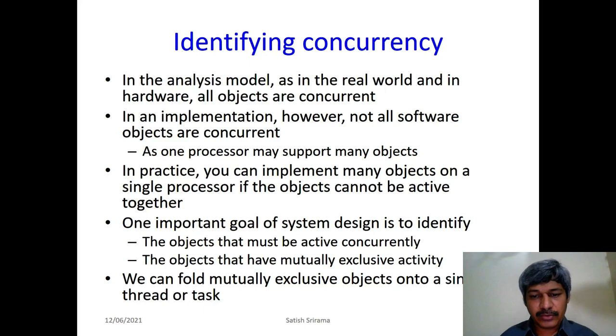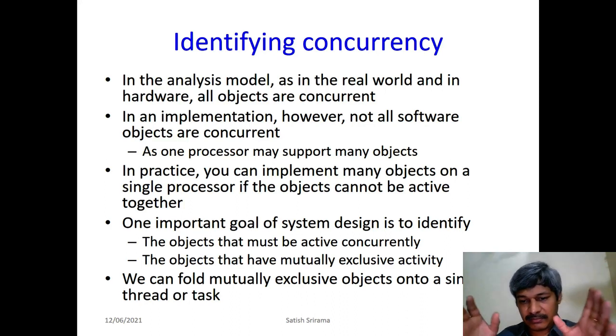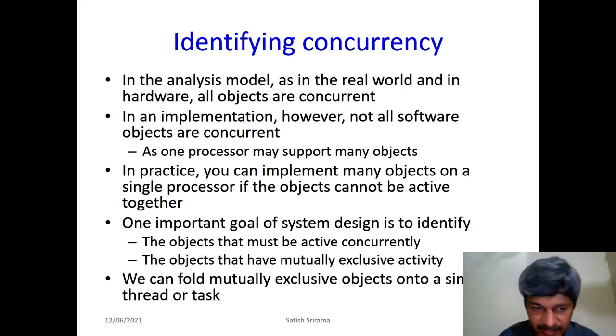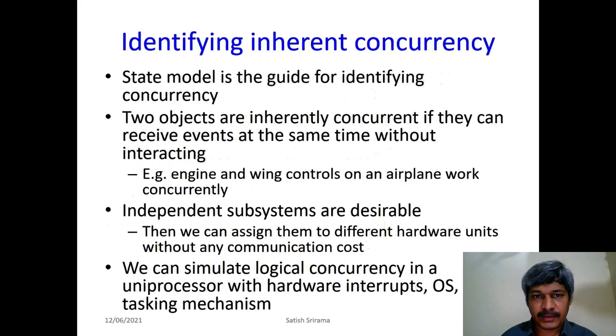One important goal of the system design is to identify the objects that must be active concurrently and the objects that have mutually exclusive activity. The first run concurrently, that means they run in parallel. Mutually exclusive objects we can fold onto a single thread or a task. So that's about identifying the concurrency.